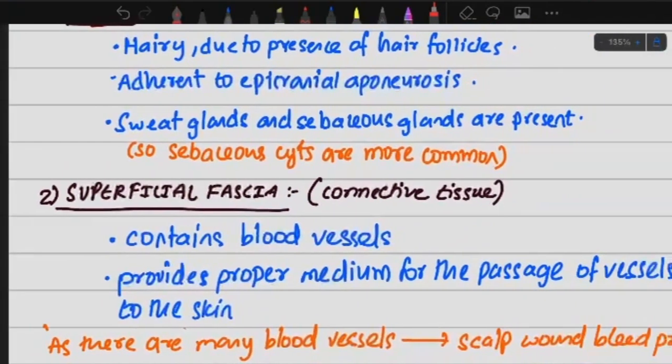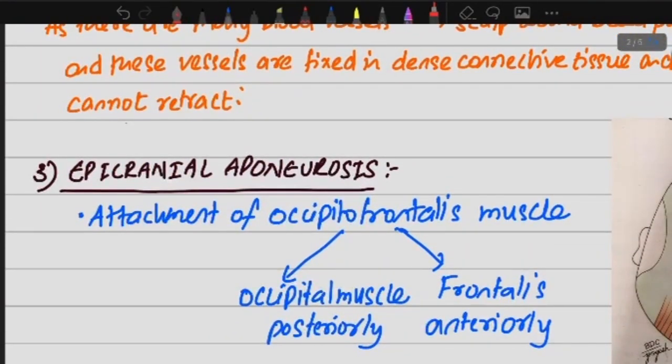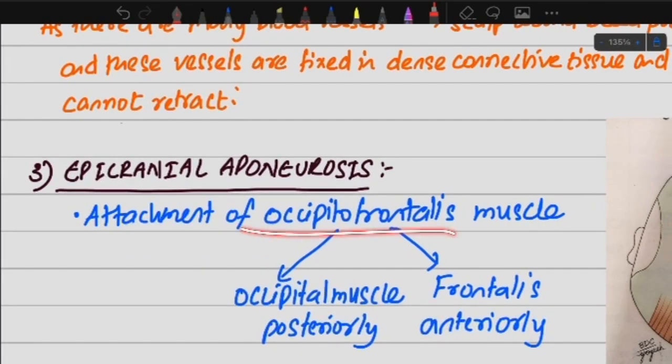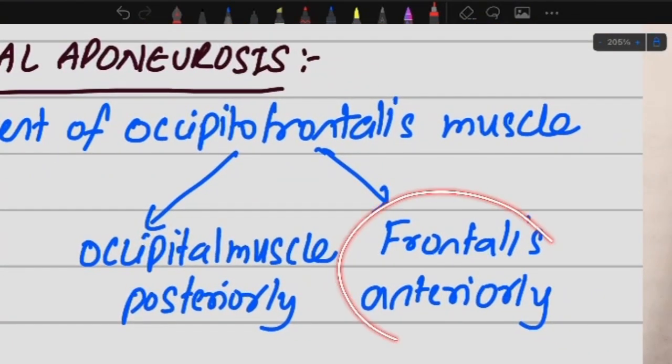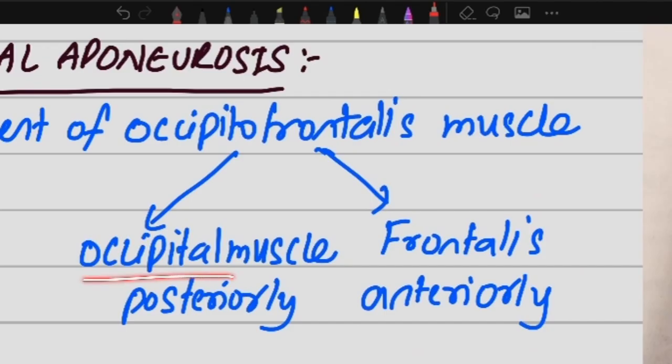Okay, now let us talk about the epicranial aponeurosis. This epicranial aponeurosis is important for attachment of one muscle called the occipitofrontalis. Now this occipitofrontalis is a combination of two muscles. Those are, anteriorly we have the frontalis, and posteriorly we have the occipital muscle.